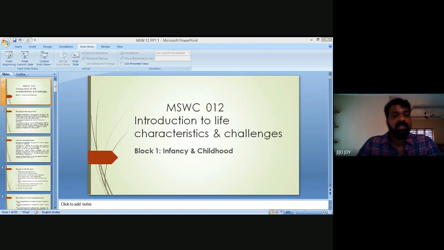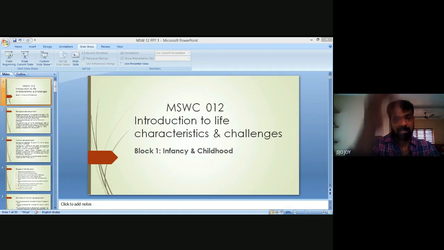Then integrity versus despair. So I say, okay, I have done everything. I am confident enough. I have all the resources. I have a good relationship. I have all the capability to make decisions. That's my integrity, because I came from that background and many people were there to encourage me to improve my potential. Many people helped me, but one child has not had any opportunities for that. That causes despair. So these are the stages as per Erikson's theory of psychosocial development.